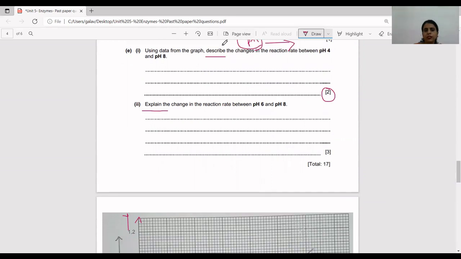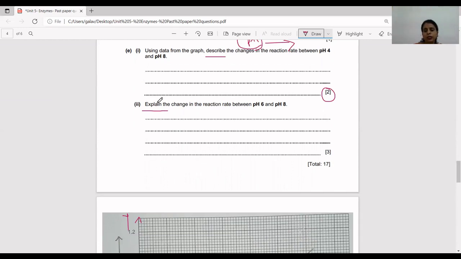I hope you are clear with these 2 points, describe and explain. Whenever a question is asked on describe, you actually have to write down the pattern of the graph, and you can also quote data from the graph or table. This is very important. Remember, whenever you write down data from the table or graph, you must mention the unit if it is given. In case of explain questions, you have to give the reason behind these changes, behind such a pattern of the graph.